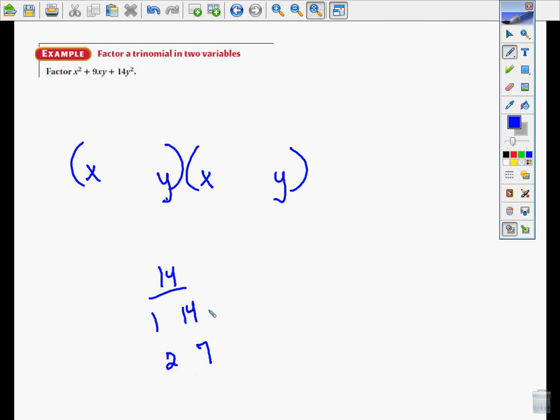This is just my way of showing you how you can do it if you're not sure what to list out for the factors. The only ones that differ by a 9 are the 7 and the 2, and I've got a positive b and a positive c, so I know that these both have to be positive. So plus 2y plus 7y. And I can check it again. 2 plus 7 is 9. 2 times 7 is 14. And again, if you were to FOIL this back out, you would go ahead and get the x squared plus 9xy plus 14y squared. That is it as far as notes.